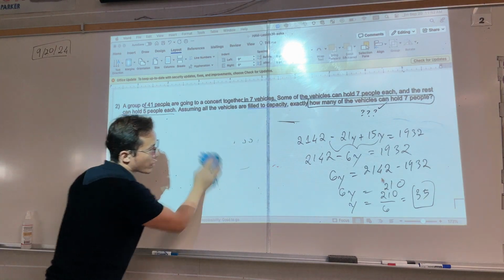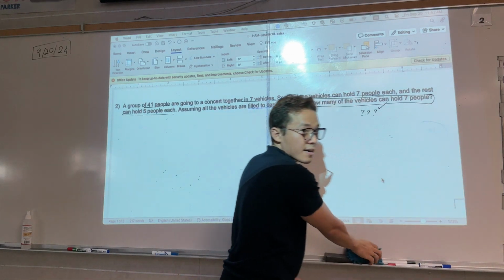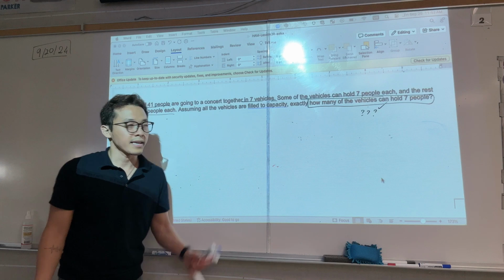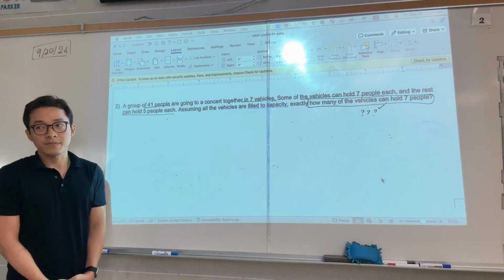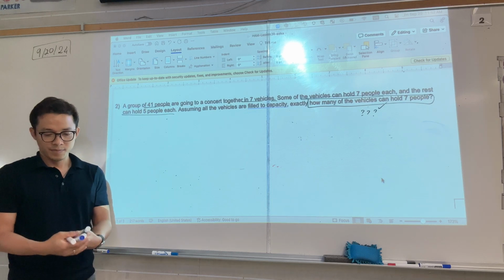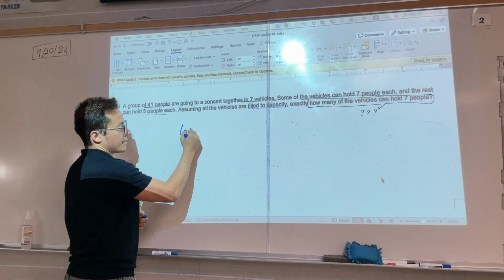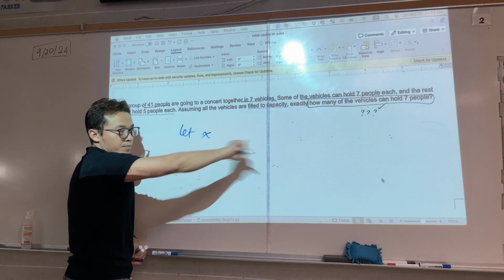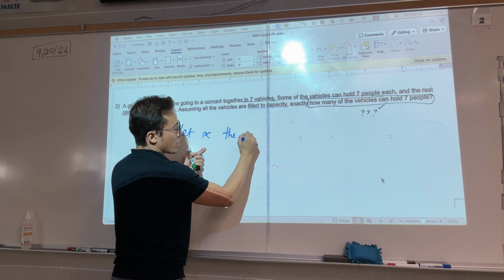Why should we start with the question first? Because we need to assign some variable, right? How do you assign this? What do they ask you? How many vehicles can hold 7 people? So if you want to assign, you can let x, and then whatever they're asking, just put up here. Okay. So let x be the number of vehicles.